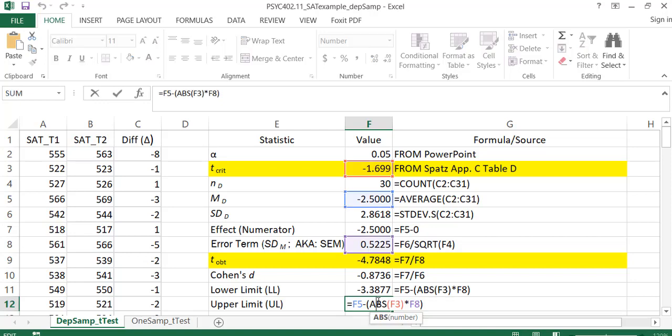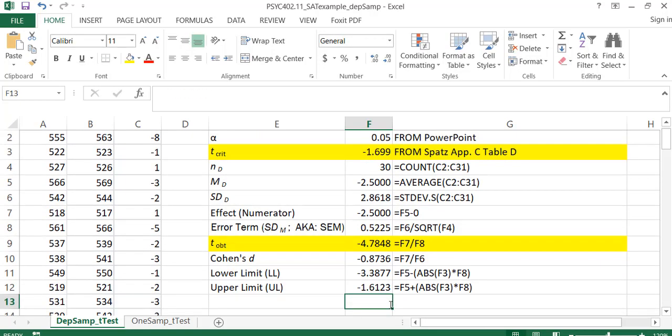And the upper limit is the same general formula except we add. So they're going to change somewhere between negative 3.39 and negative 1.61. What that tells me, importantly, is that their change is going to be more than 0. This range between the lower limit and the upper limit does not include 0. It is less than 0.